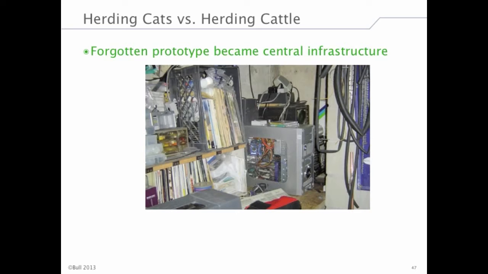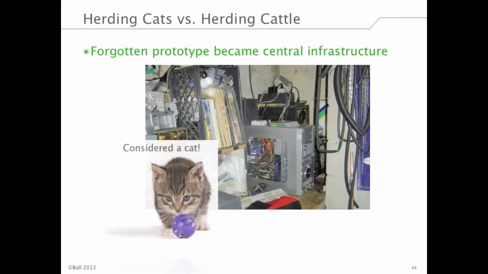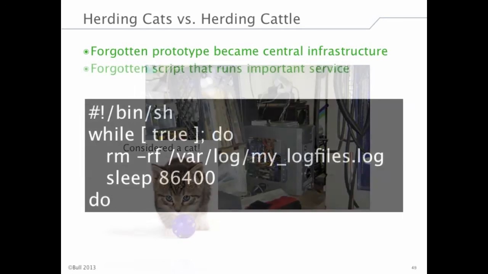And this is considered a cat because, as he wrote, it was his pet. He raised it, he nursed it, he fiddled around, and no one else was able or allowed to touch his cat because it was his. So it was not replaceable, and he has an emotional attachment, I think, to this machine. And then he forgot about it, and it was there.